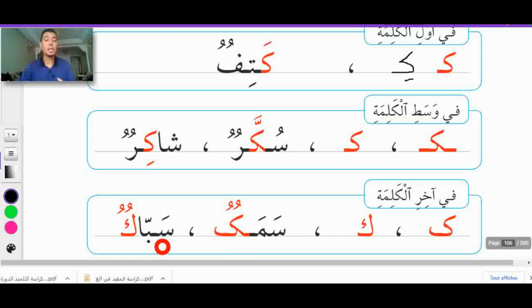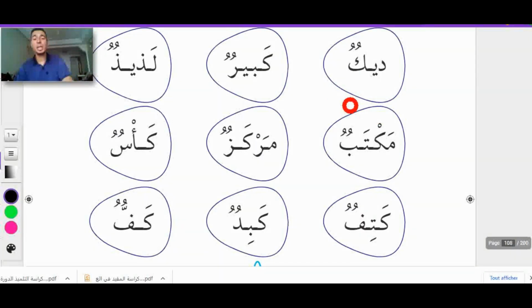And we have سباك. So we've already said that the حرف الكاف, if it is placed in the end of the word, it can take one of these two shapes. It could be like that. It could be also like this. So we have here سباك, a plumber. Here we have some words containing this sound k or حرف الكاف.